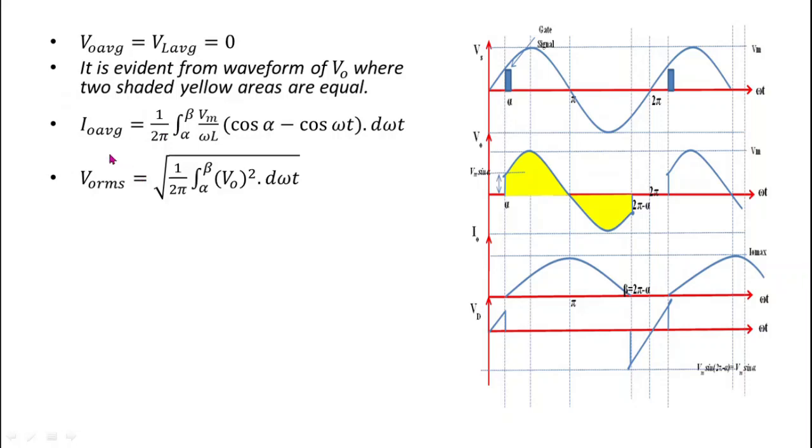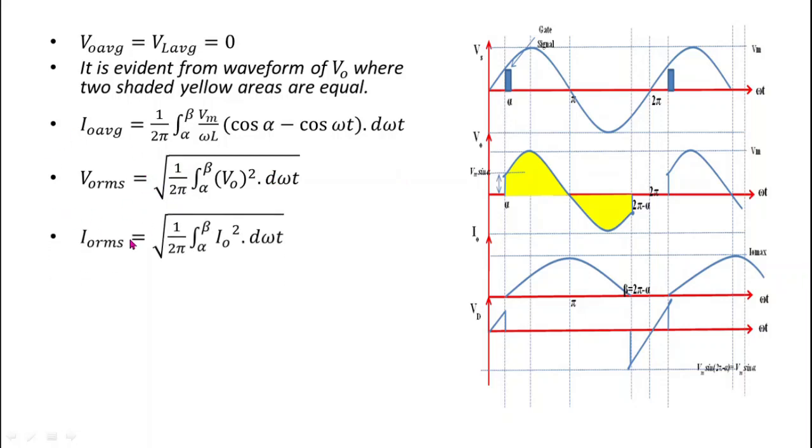Now what is the output RMS voltage? It is simply equal to 1 upon 2 pi integration alpha to beta V naught square d omega t, where V naught is equal to Vs, and that is equal to Vm sin omega t. So integrating the square of Vm sin omega t from alpha to beta, dividing it by 2 pi and taking the square root of the whole, we will get the output RMS voltage.